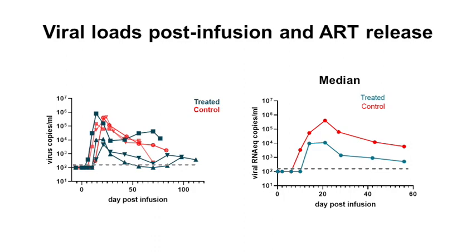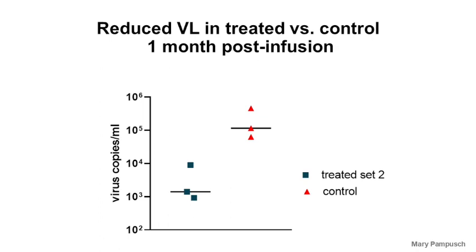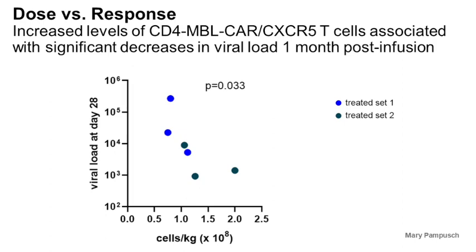So we're psyched about this. And if we look at 1 month post-infusion, we can see a substantial 2-log reduction in viral loads for the treated animals compared to those controls. Then we also, as I mentioned, we started out with a relatively low dose, and then we kept increasing the doses, and then we got up to 2 times 10 to the 8th per kilogram. And so we did a dose response curve, and we were really delighted to see that increased levels of virus-specific CD8 T cells were associated with significant reductions in viral load.